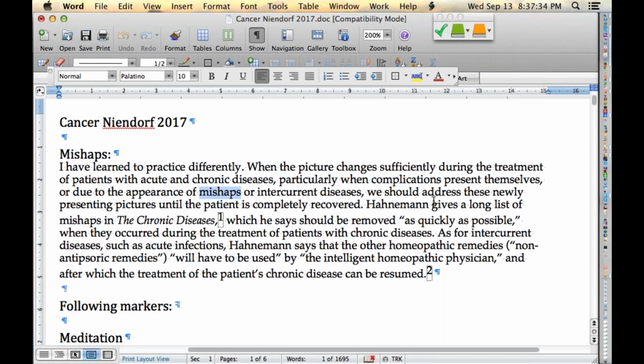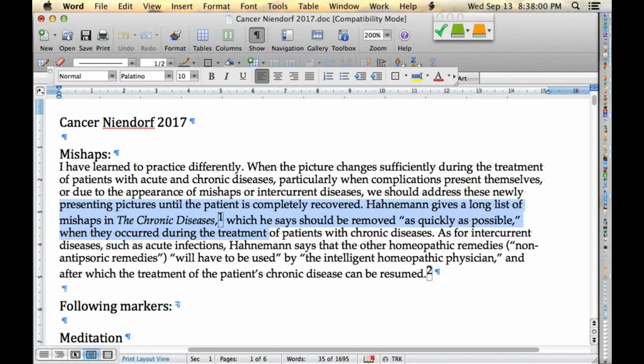And this has to be addressed right away. Yeah, and I say Hahnemann gives a long list of mishaps in chronic disease, which he says should be removed as quickly as possible when they occur during the treatment of a patient with chronic disease. As for intercurrent disease, such as acute infection, we don't need to talk about that, but the mishaps must be dealt with very quickly.